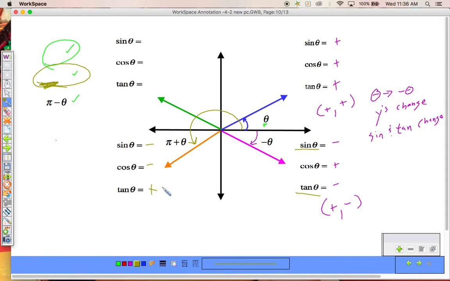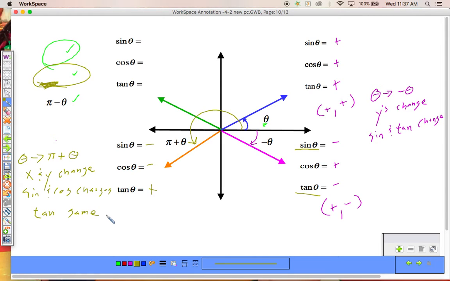So if I go from theta to pi plus theta, my x's change and my y's change. So that means my sine and cosine change, but my tangent stays the same, because if I change both, it doesn't change my tangent.